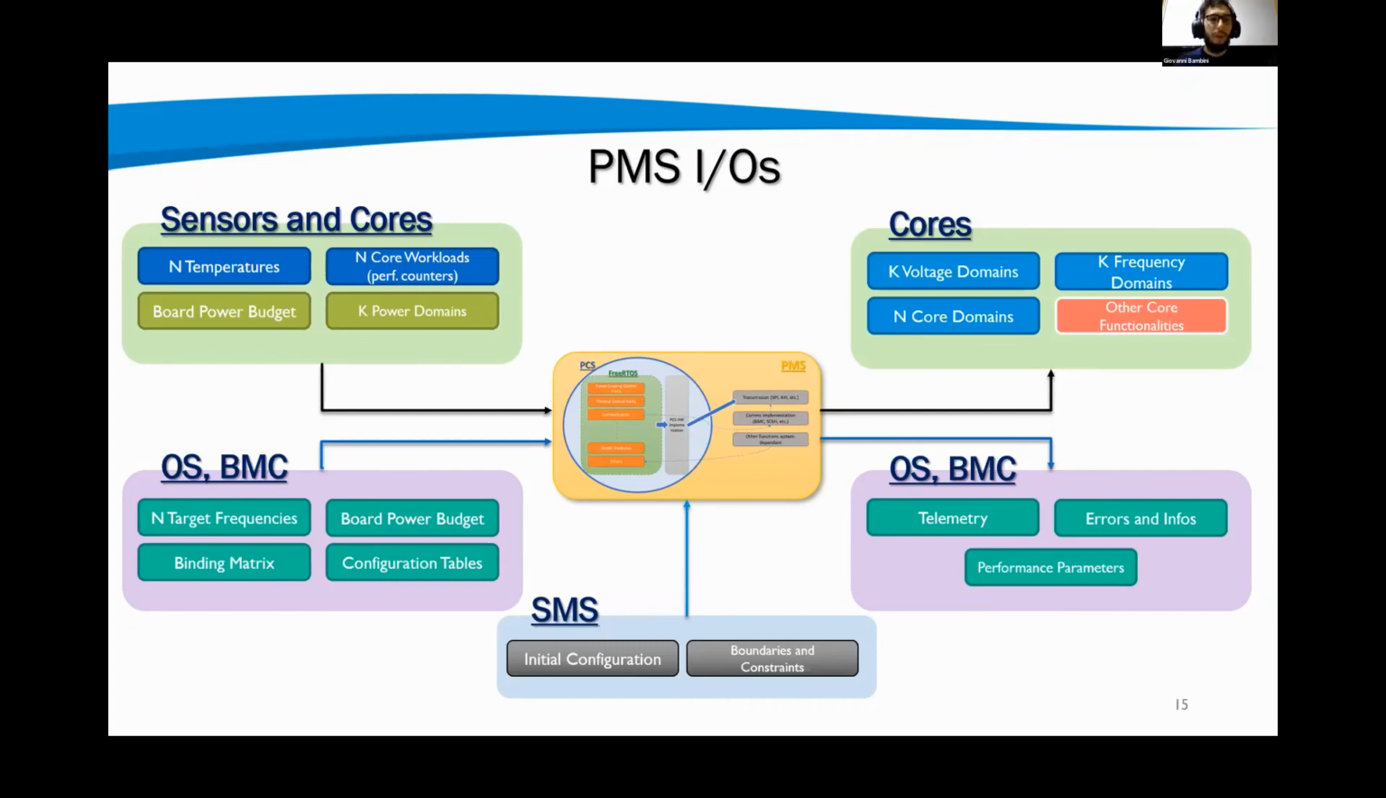As outputs, we give operating points to the cores and computational units, such as voltage, frequency, and throttling, plus some additional features depending on each vendor. And we also give the OS and the BMC the telemetry, errors, and information about the runtime, and also some performance counters and parameters.